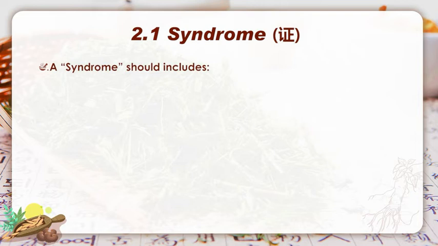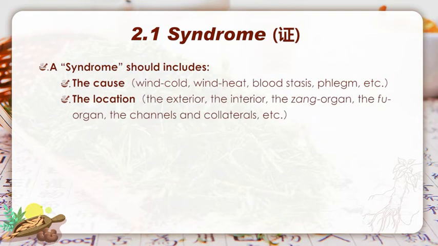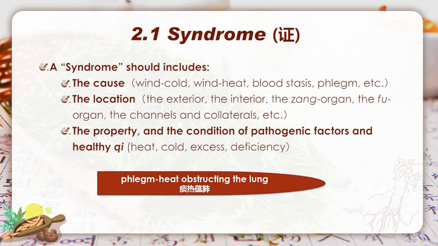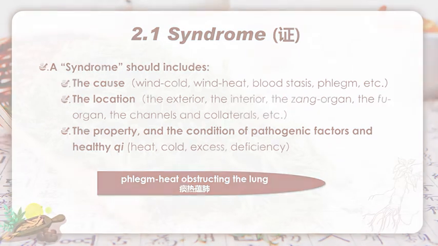When TCM diagnoses a syndrome, it should include the following information: the cause, the location, the property, and the condition of the pathogenic factors and the healthy qi. For example, phlegm heat obstructing the lung. It is a syndrome. In this case, the cause is phlegm heat. The location is the lung. The property is heat excess. Here, the excess describes the condition between the pathogenic factor and healthy qi.